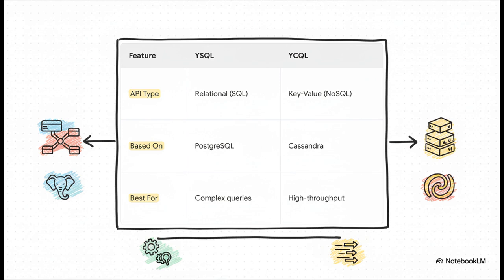this is your tool. Then on the other side, you've got YCQL. This is inspired by Cassandra, and it's built for pure speed. Perfect for those high-throughput apps where every single millisecond counts. Two totally different needs, one powerful engine underneath.